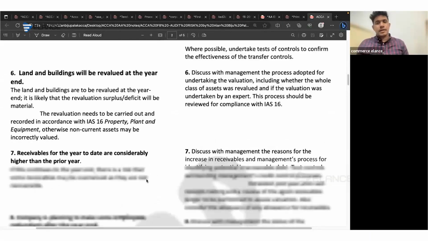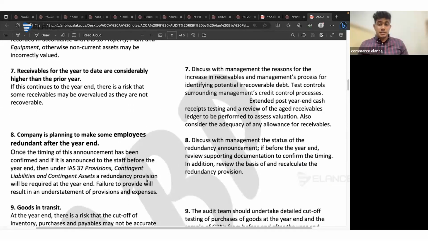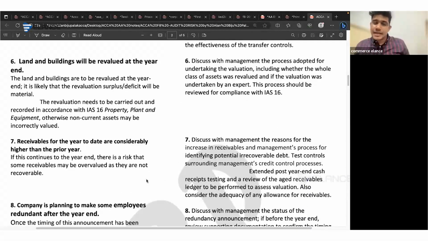And maybe another case, say for example, if it is mentioned in the scenario that there is a legal case against the company. So when you get a point where there is a legal case against the company, just think about the situation from the accountant's perspective about what treatment that you need to take in that case.